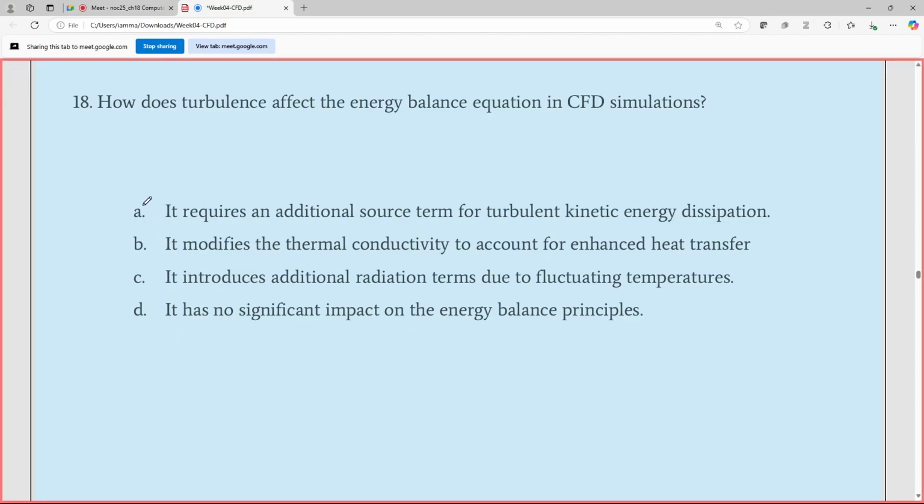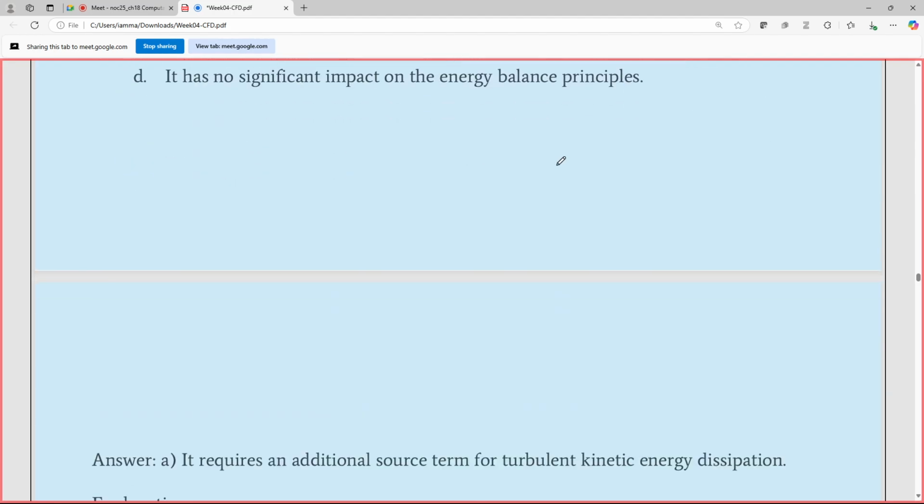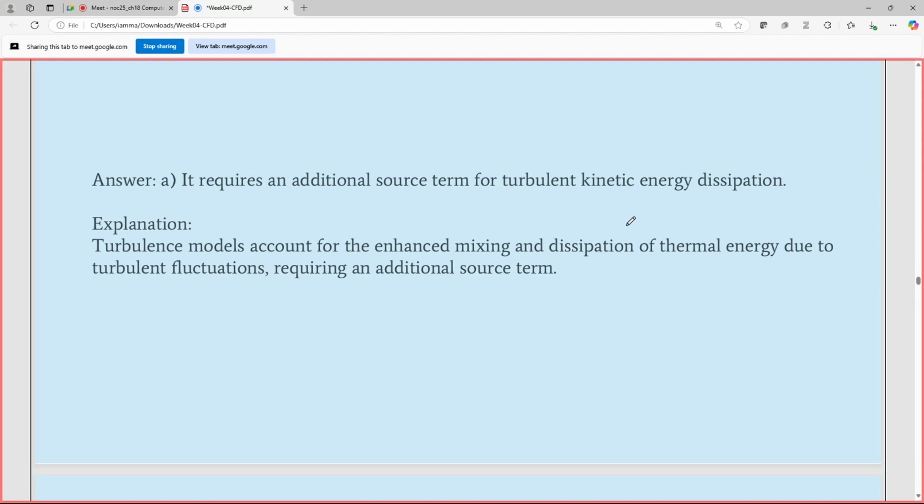Our answer is option A. It requires additional terms to address the turbulent kinetic energy dissipation. So these additional turbulent kinetic energy dissipation terms will be added as source terms in our equations.